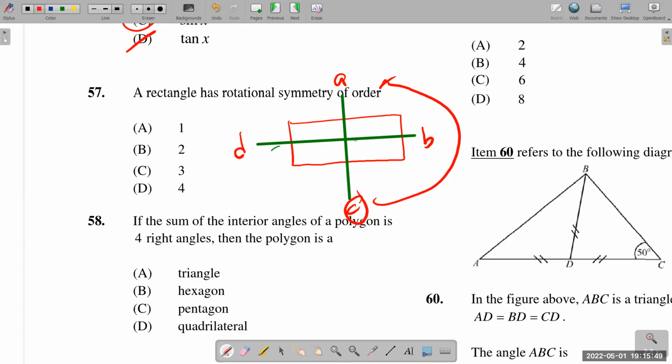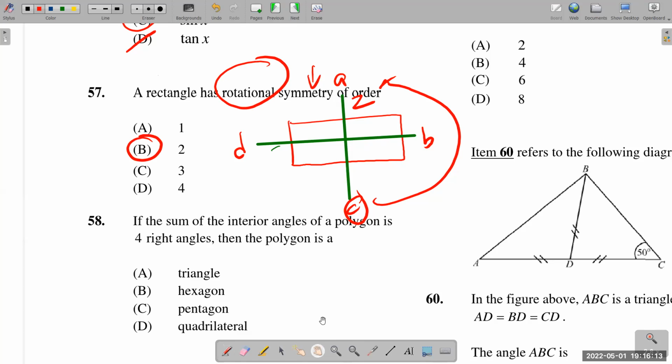57. Let me double check because I just realized it's rotational symmetry and not regular symmetry. Regular symmetry would be 2, but let me confirm if it's going to be the same for rotational. Yes, it's going to be the same thing, because if the general symmetry is there, it's always balanced. So the answer is 2.